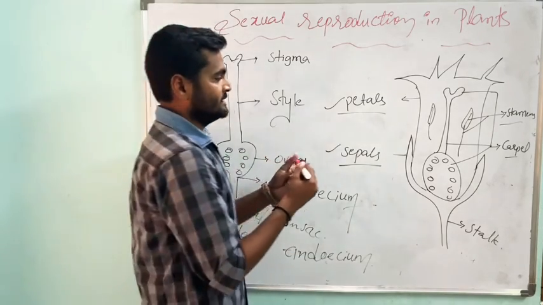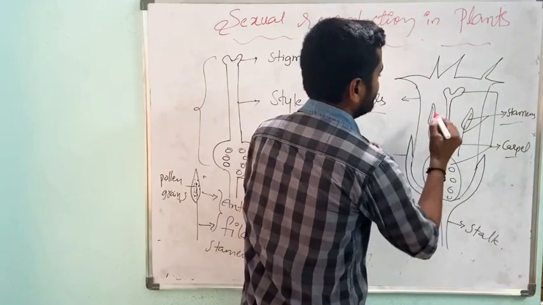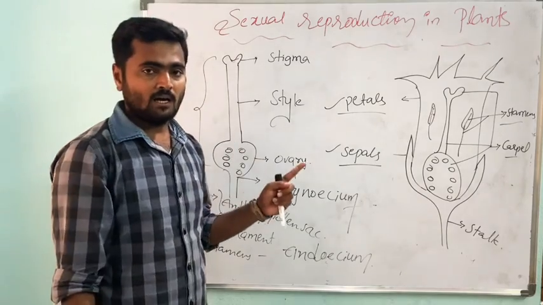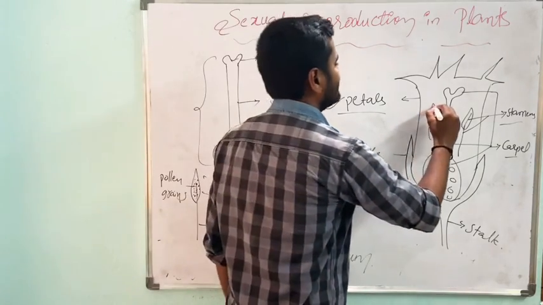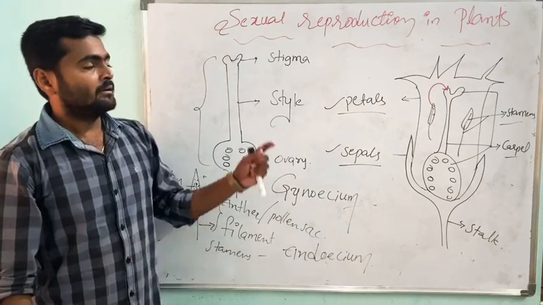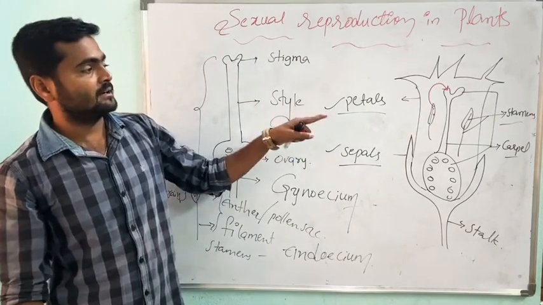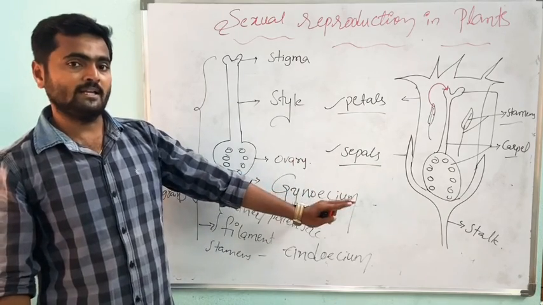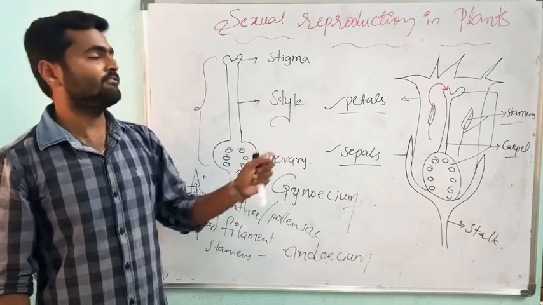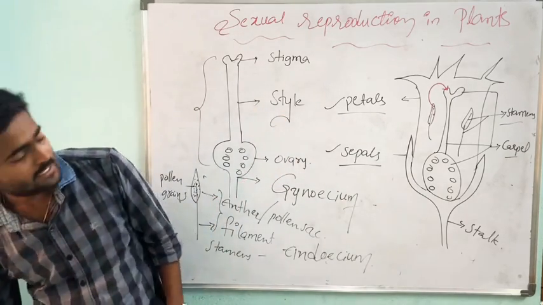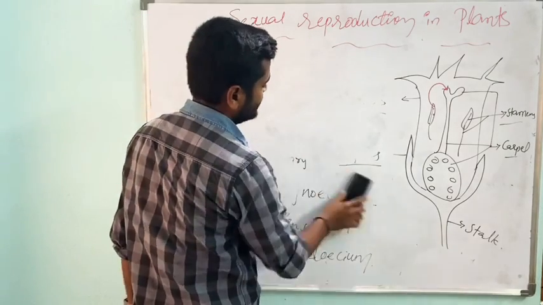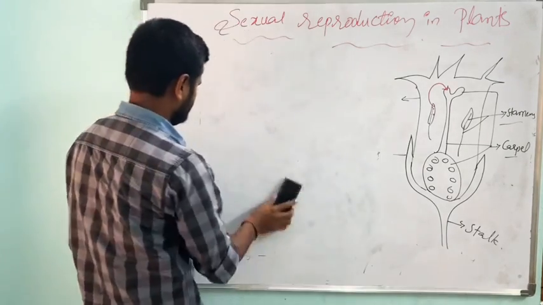If the pollen grains of an anther of one flower reach the stigma of the same flower, and the pollen grains fertilize the ovule or ovary of the same flower, that is called self-pollination. What is that called? Self-pollination. Example: pea plants, green peas.